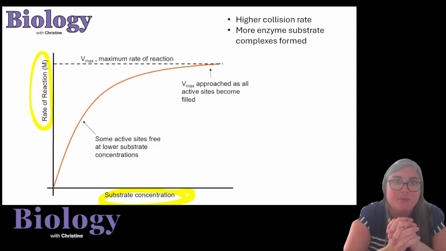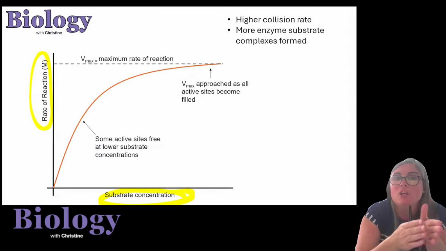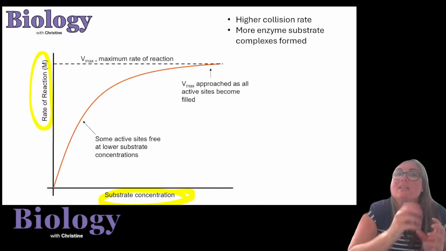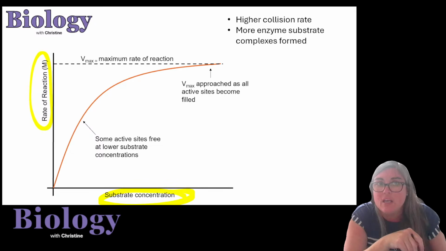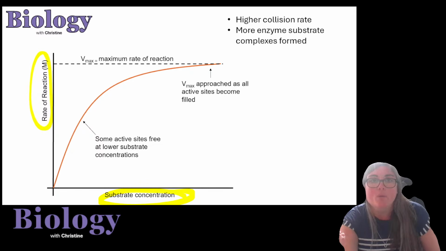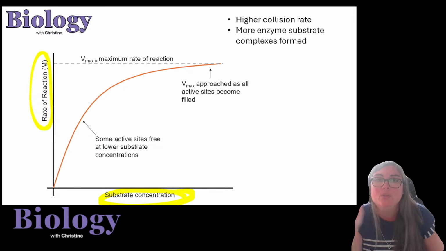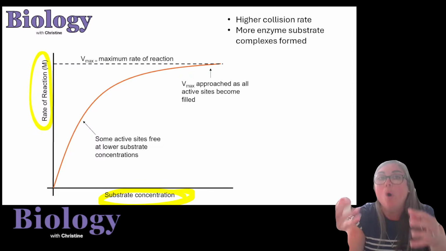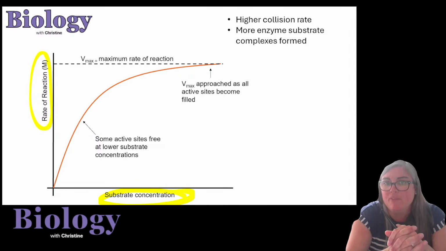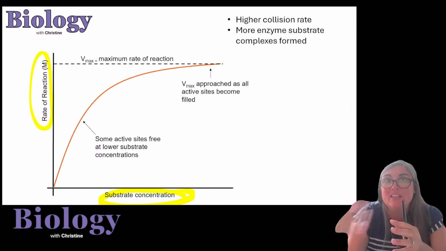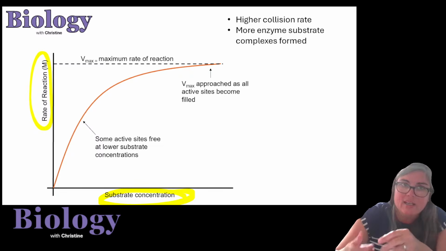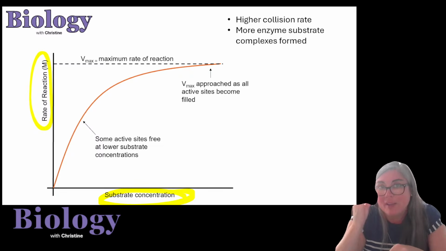So obviously, if my substrate concentration is lower, some of those active sites are free. If I get to the point where I have plateaued, that means that all of the active sites are now being filled, and it has to wait for that to finish its reaction before it can accept another one. And that's why you get a plateau.